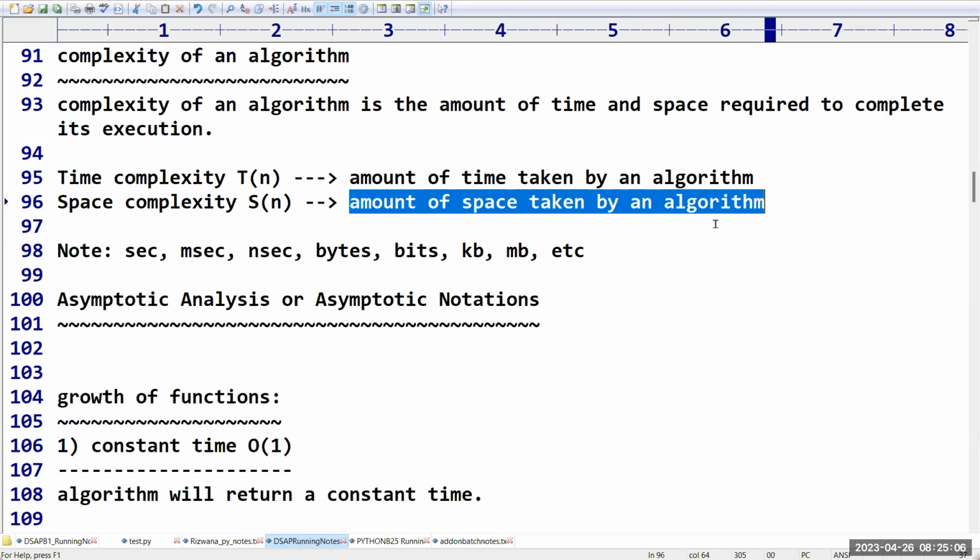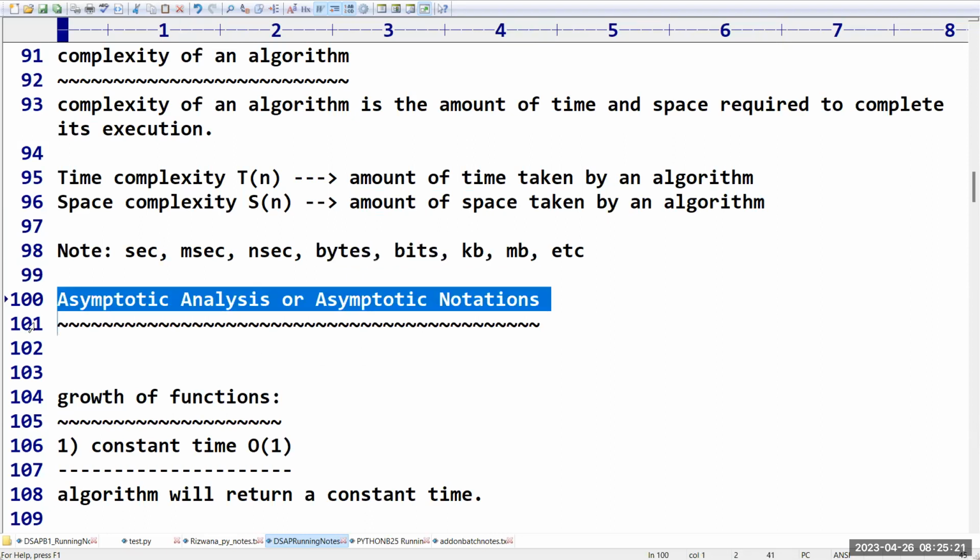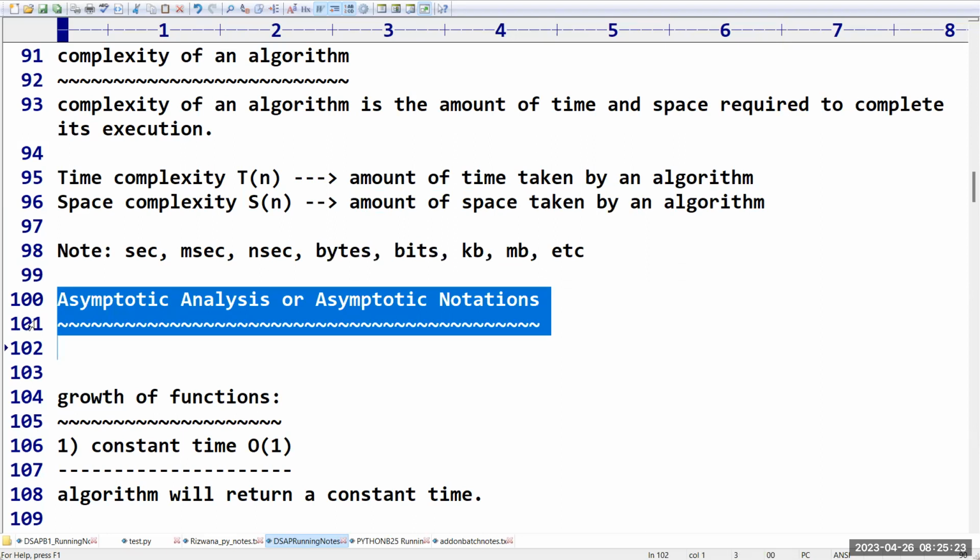So what are the units to measure these things? For time, we can represent it in seconds, milliseconds, nanoseconds. And coming to space, we can represent it in bytes, bits, kilobytes, megabytes. For representing this, there is a mathematical representation, which is asymptotic notations.